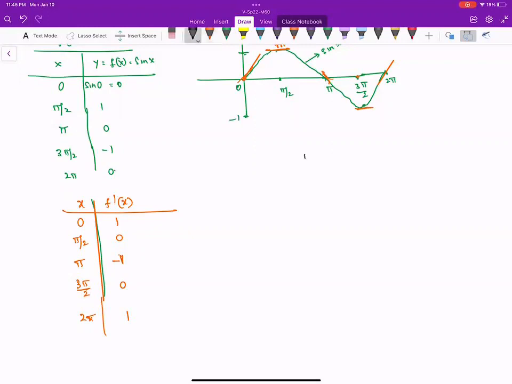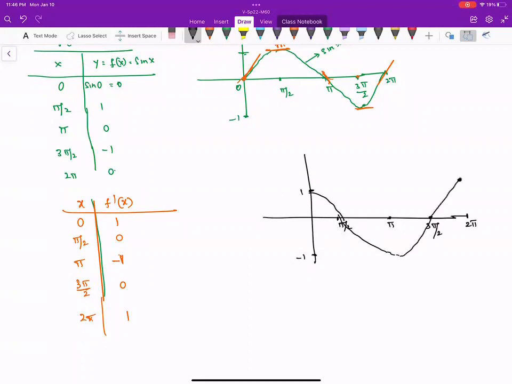So if I draw a new graph with these points in mind, 0, 1, and then at pi by 2, it crosses 0. Then at pi, it becomes negative 1. At 3 pi by 2, it is 0. At 2 pi, it is equal to 1 again. So this is nothing but the derivative graph of the original graph sine x. It so happens that the derivative graph is a cosine function.